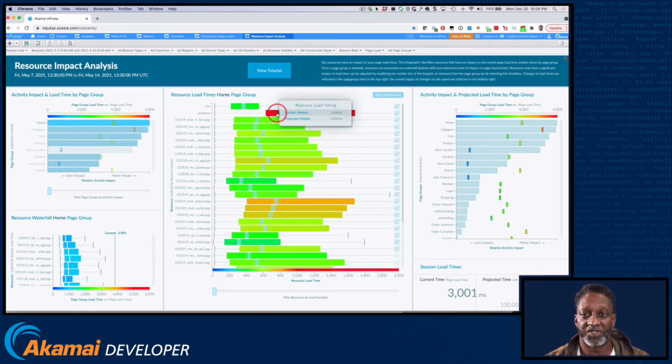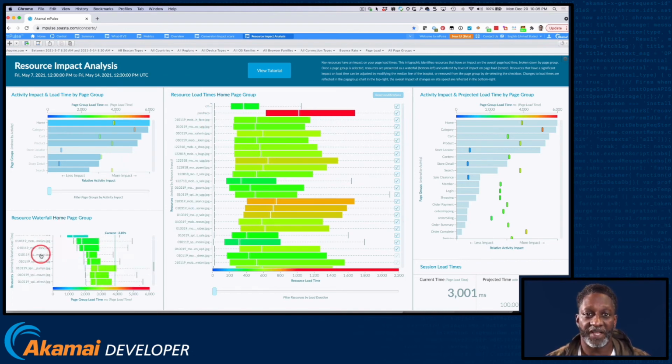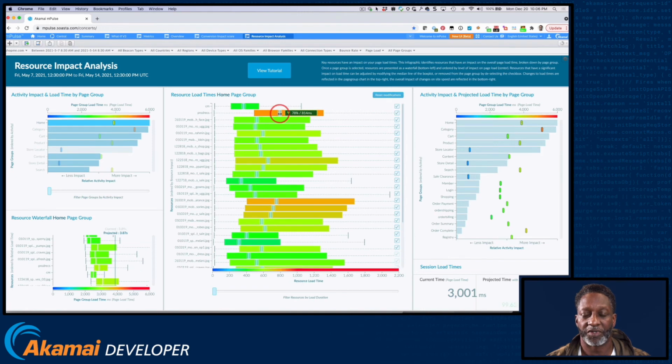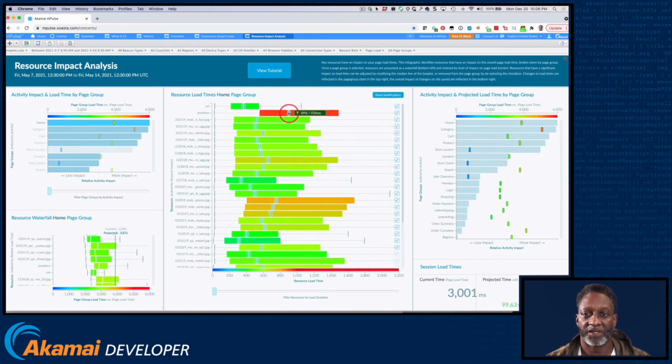Right away, we see a resource in red here at the top of this list. Hovering over it, I can see that it comes from a third party, Core Metrics, and has a 1-second load time. Looking at it in the waterfall widget on the bottom left, I can see that it occurs just before page load, so it is impacting the user experience. We can now use the sliders on the resource to estimate the impact on the page load if the resource time is improved. Or click the checkbox to estimate eliminating the resource from the page.